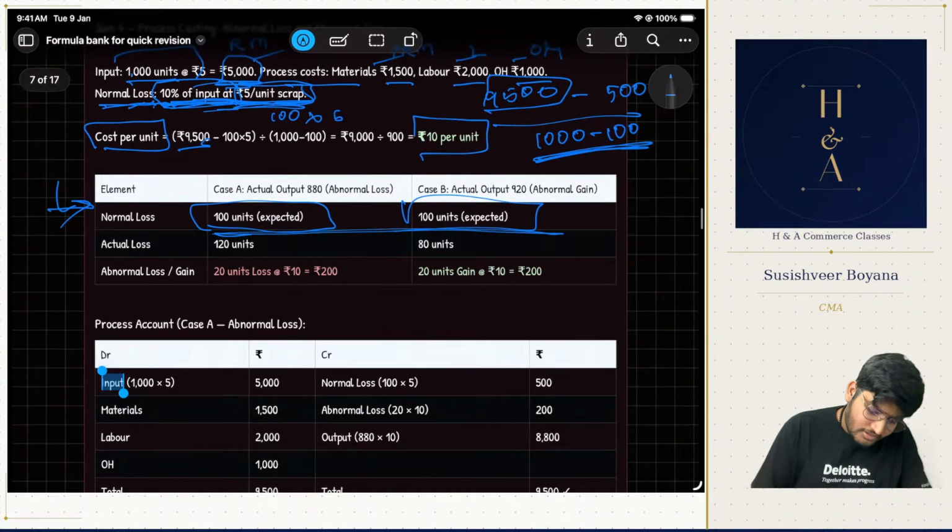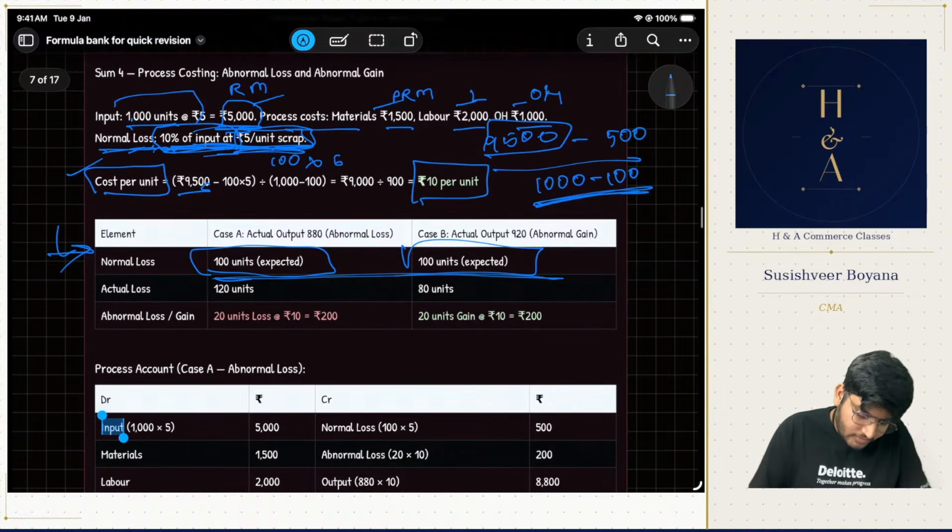We get 10 rupees per unit as cost per unit. Now let us look at it. Case A, actual output given is 880. Sir, ideally I should get 900. Anything below is abnormal loss. Anything above is abnormal gain.